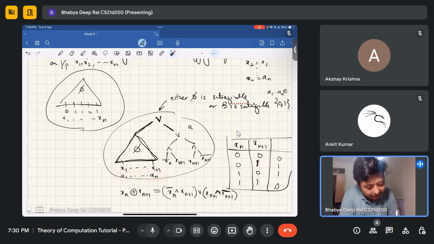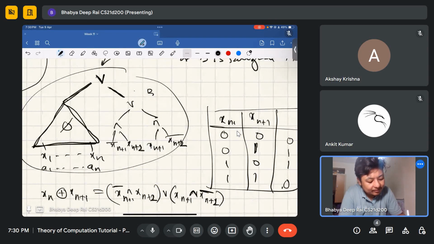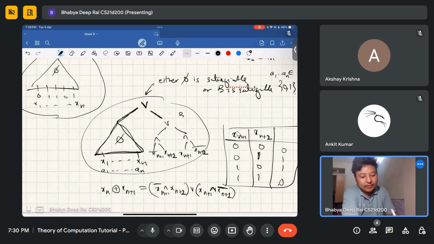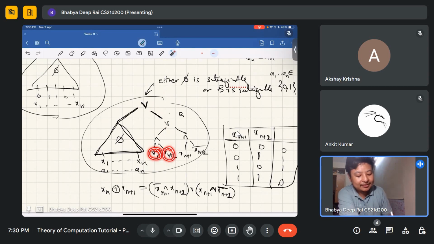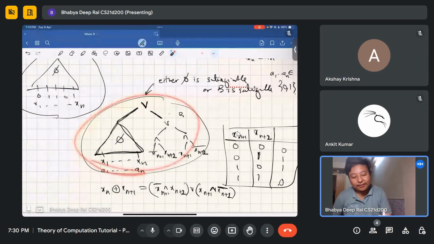Sorry for confusing. This is xn plus 1 and xn plus 2. I'm defining two new variables. So now it must be clear. I'll assign A1 to AN here, and for these new variables I can assign a 0 and 1, and then this part will become 1, and the entire OR will give a 1. This is one particular satisfying assignment for this phi, which I'll call phi prime.